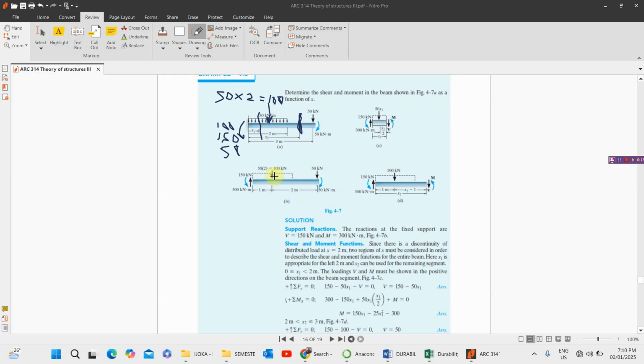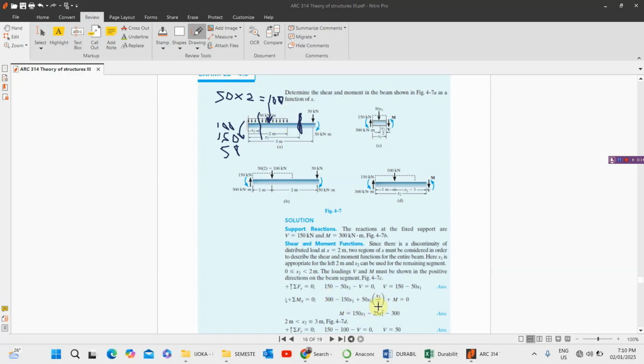First times perpendicular distance. As I told you, if it is x1, this will be the distance and the uniformly distributed load will be acting at this particular point. Then the distance is half of the x1 we're considering. So that's why we have plus 50 times x1 over 2. Why is it positive? Because it is moving in this direction, which is anti-clockwise, which we take as positive, unlike this one that is negative. Now, is there another moment on this particular segment here? No. That's why we have plus M equal to 0.